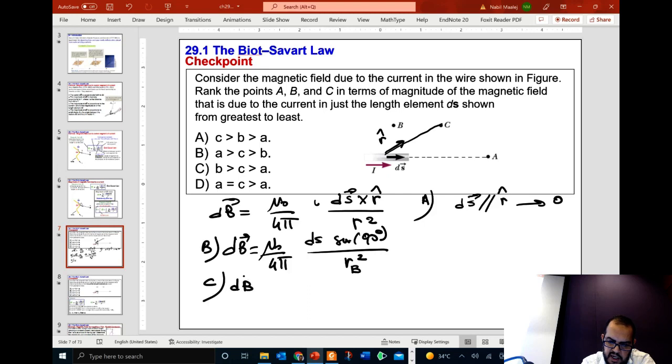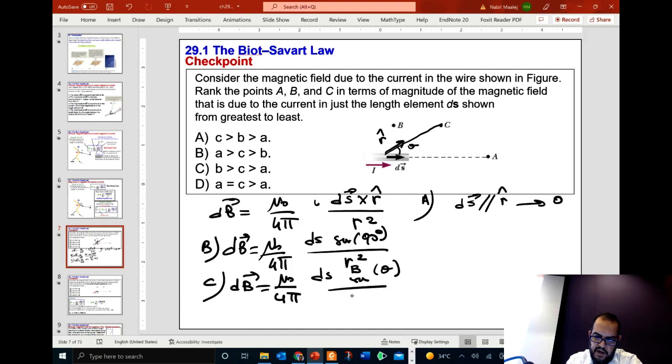So dB in this case is mu 0 over 4 pi, ds times the magnitude of the unit vector, which is 1, times sine. This angle theta is less than 90, so sine of theta is less than 1, divided by the distance, which is further away, so this is RC squared. So we can see, first of all, sine of theta is less than 1.